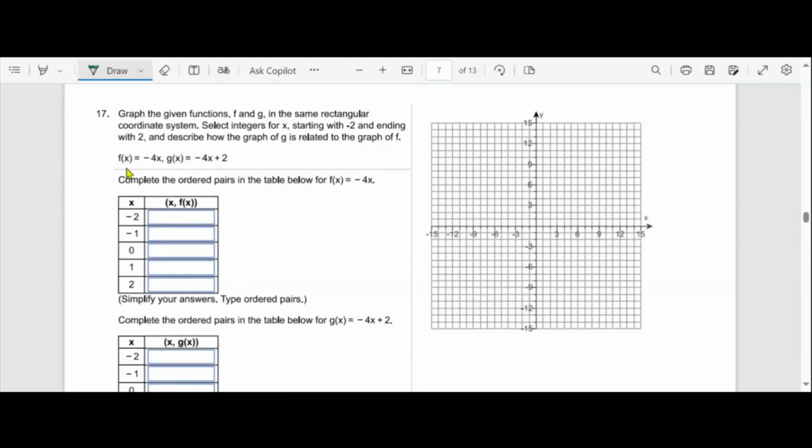Okay, so here we have f of x equal -4x. I need to set the points here. The easiest point is 0, right? If it's 0, it's going to be 0, because -4 times 0 gives you 0. So the point is 0, 0. Next point is -1. So it's -4 times -1, that gives you 4. So the point is -1, 4. And the next one is -2. -4 times -2 gives you 8.